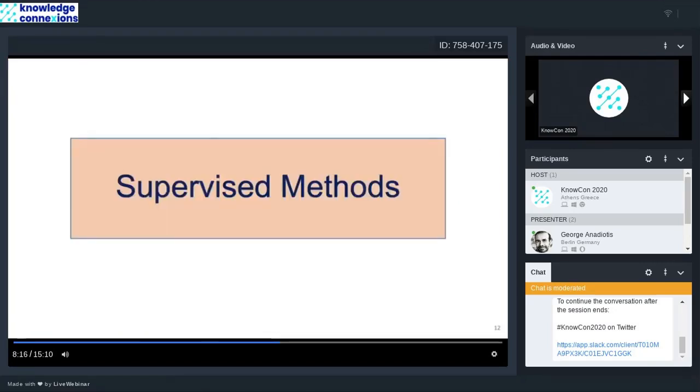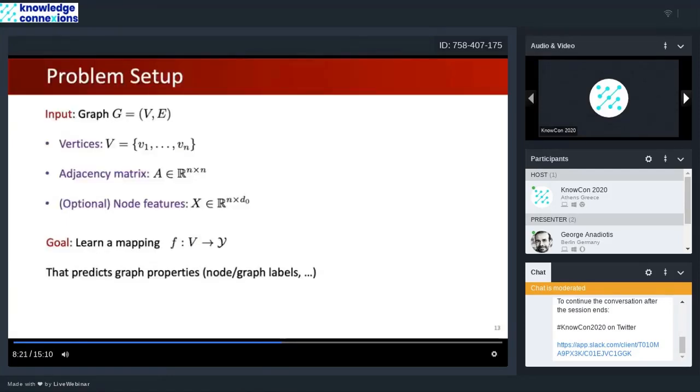So let's now move to supervised GRL methods. In supervised GRL, the input data is the same as in the previous case, but the goal is now to learn representations that are predictive of some vertex or graph properties. In this setting, we have some additional information about the graph, namely vertex or graph labels, and we want to learn mappings from vertices in the graph to some target label space.